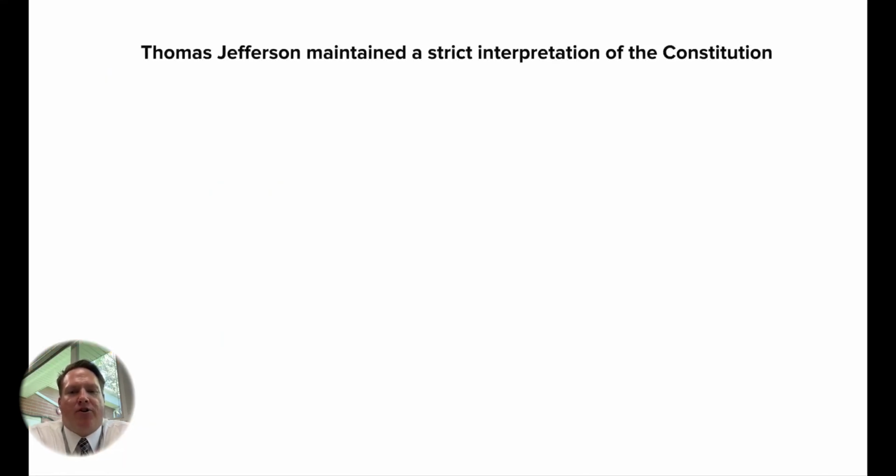So here's our assertion: Thomas Jefferson maintained a strict interpretation of the Constitution. I know you haven't read about this topic yet, so don't worry about that. We're just looking at the different steps. Your question that you're going to answer on this assignment will be about something you've actually learned about. So here we're trying to judge if Thomas Jefferson maintained a strict interpretation of the Constitution.